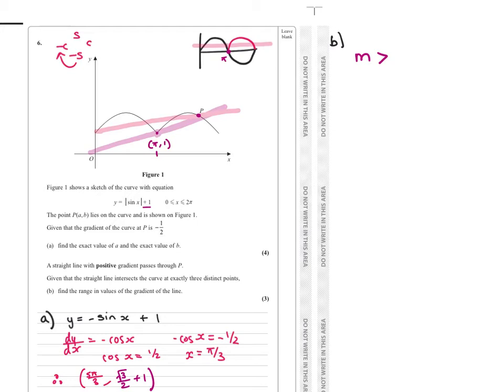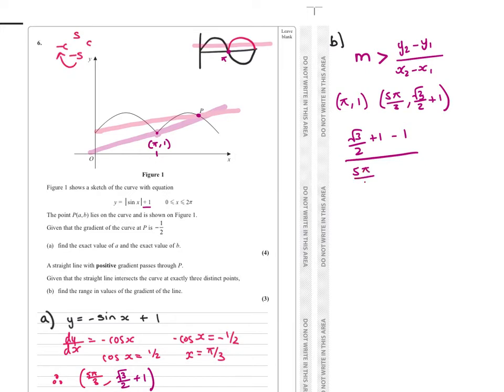So how do we find the gradient? y2 minus y1 over x2 minus x1. We have our coordinate pi and 1, and we also have 5 pi over 3 and root 3 over 2 plus 1. So y2 is root 3 over 2 plus 1, minus 1, over 5 pi over 3 minus pi. This is going to give me root 3 over 2 over 2 pi over 3, since 5 pi over 3 minus pi is in fact 2 pi over 3.